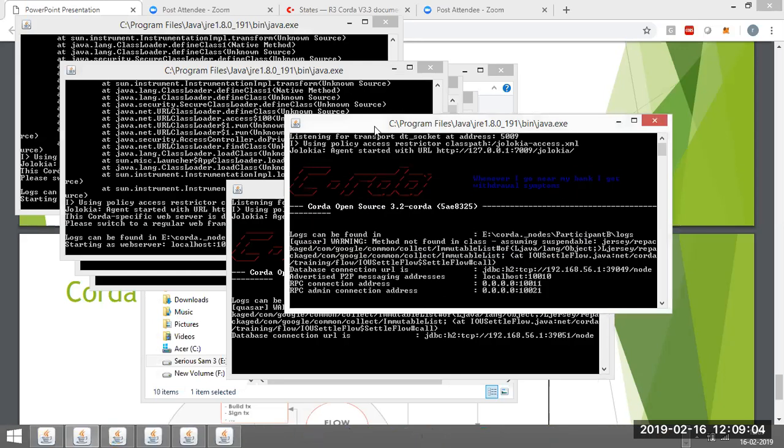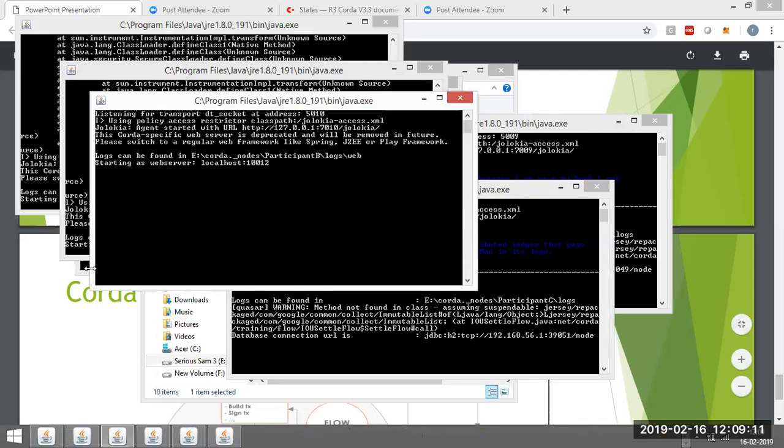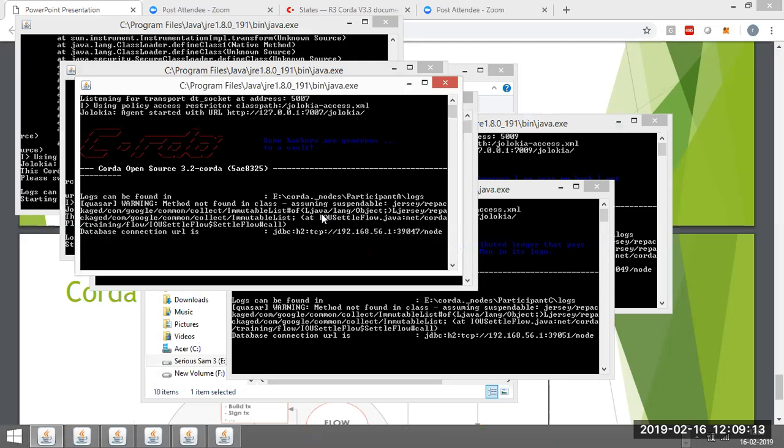This is one separate node, and this is another separate node. This is more like you could just take this exe and plug it into some VM. You could run it, just changing the IP address.